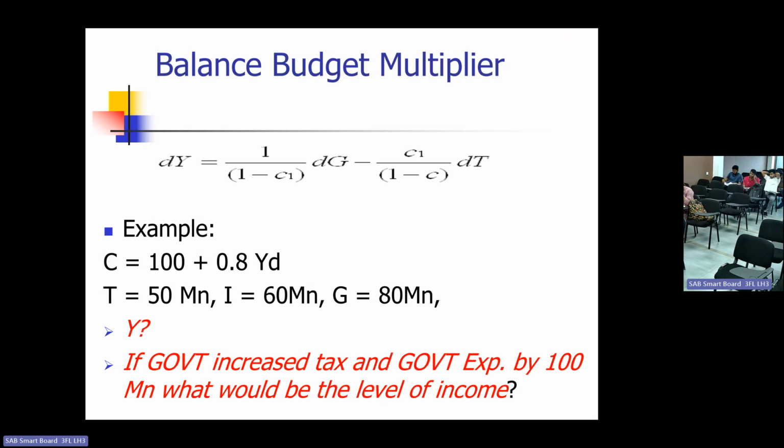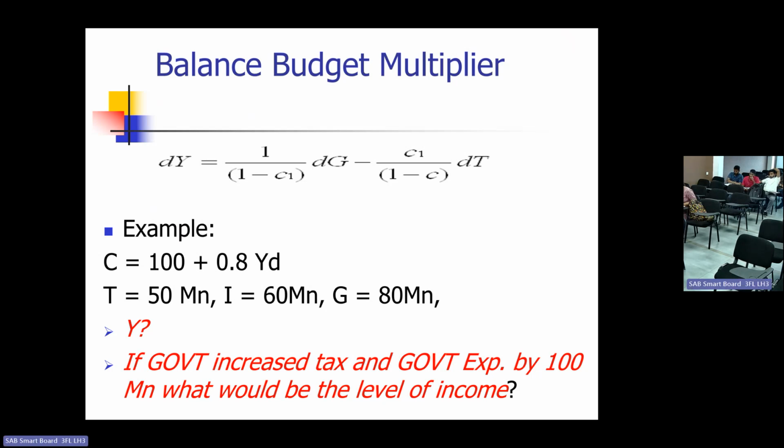Here, earlier it was 1000, now it becomes 1100. The change in income is how much? 100. That will equal the change in government expenditure, 100. So that is the balanced budget.